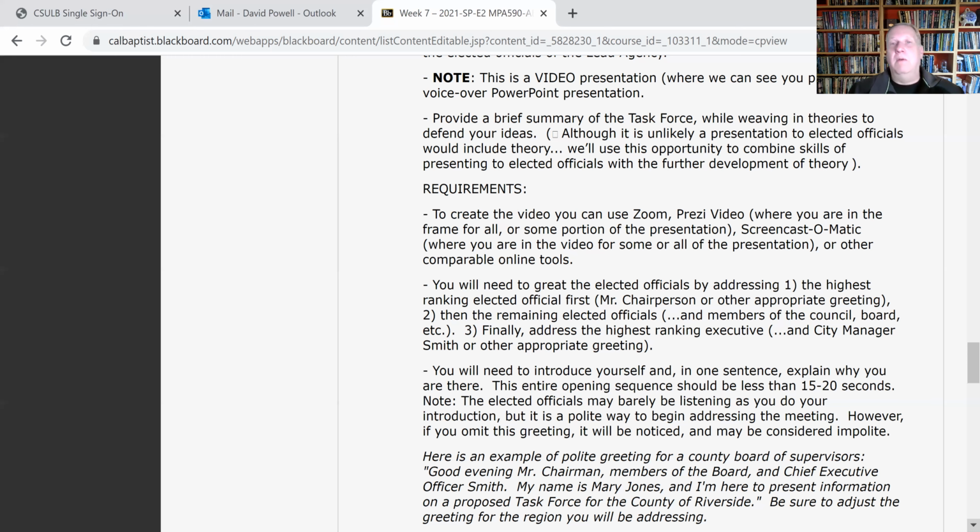So it would be members of the board, members of the city council. Then you also want to address the highest ranking administrator or executive. If it's city council, you would address the city manager. If it's a school board, you would address the superintendent. So typically it's elected officials first, and then the administrator second in your introduction. Then don't forget to introduce yourself and in one sentence explain why you are there. The entire opening should be less than about 15 to 20 seconds.